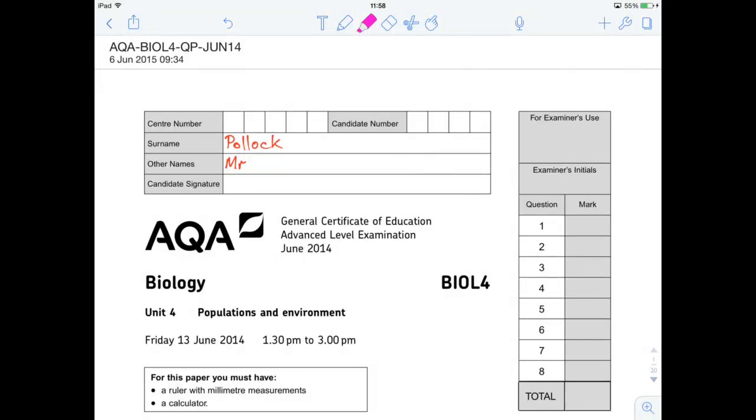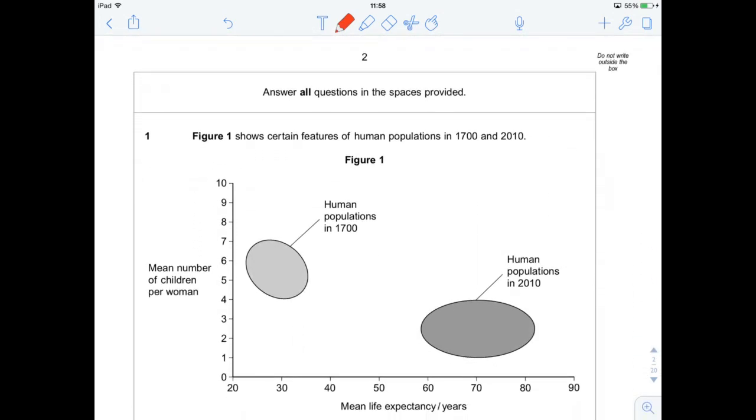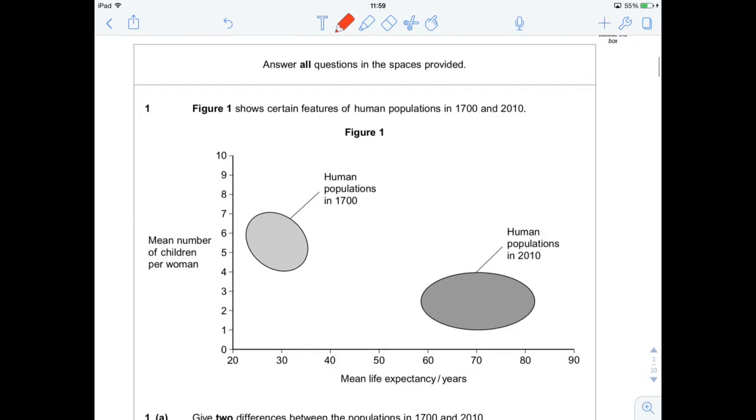It's coming up to the June 2015 Unit 4 Populations and Environment Biology paper, so I figured now is a good time to go through last year's. That's 13th of June 2014, Biol Unit 4. So let's get started and look at question 1. I'm going to upload all of the questions from this paper in a series of videos.